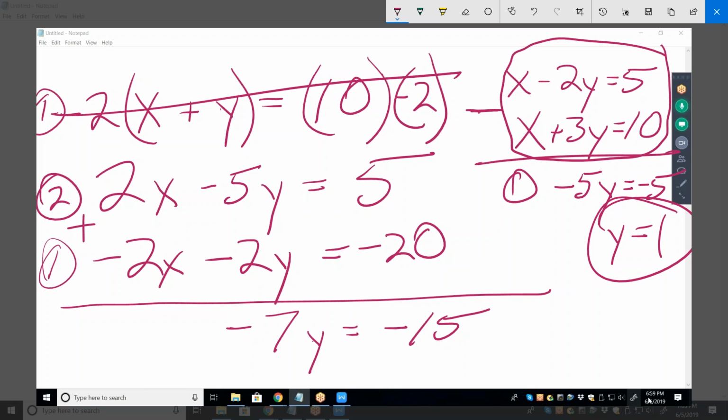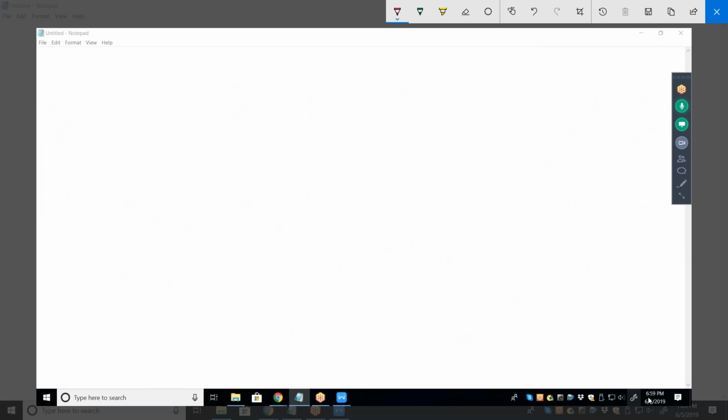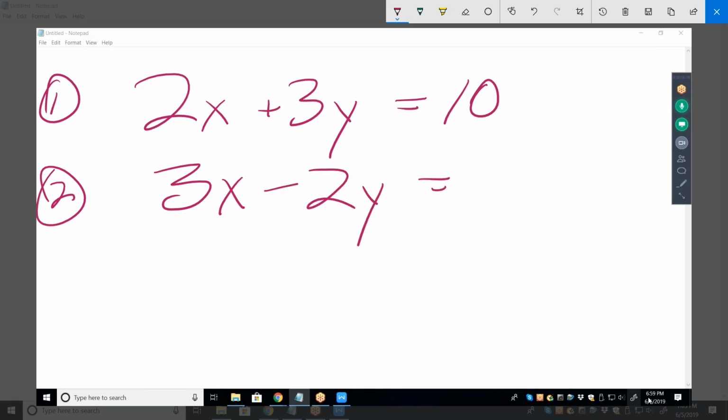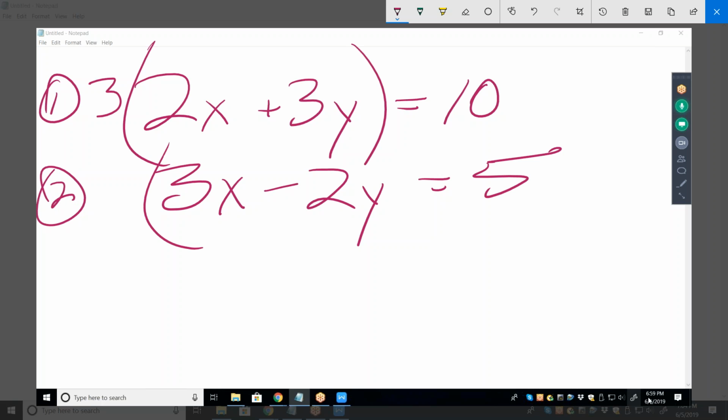Now, just to be clear, there are some where you have to multiply both top and bottom. That's equation 1. This is equation 2. You find a least common denominator. So I'm going to multiply the top by 3 and the bottom by 2 so that I'll be able to eliminate the x's.